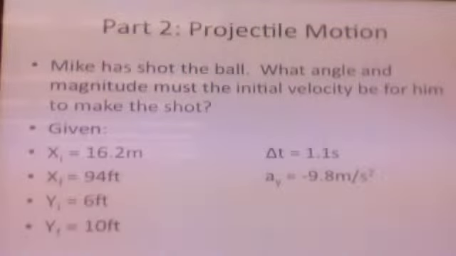Before we start this problem, we need to list the givens that we will be using. First, we calculated x initial, 16.2 meters in part 1. X final we found was the length of a regulation basketball court. Y initial is the height from where the ball was shot. Y final, 10 feet, is the height of a regulation basketball hoop. Acceleration in the y direction is due to gravity, and the change in time is 1.1 seconds, which we measured from the video.